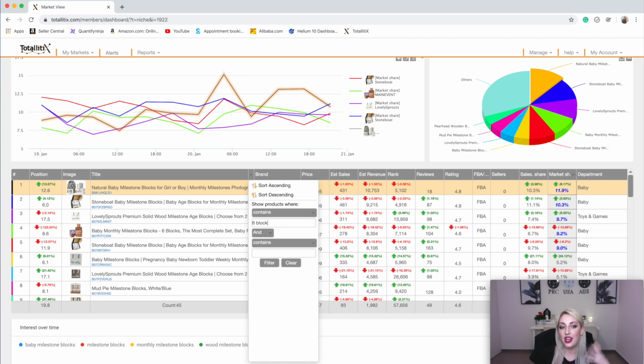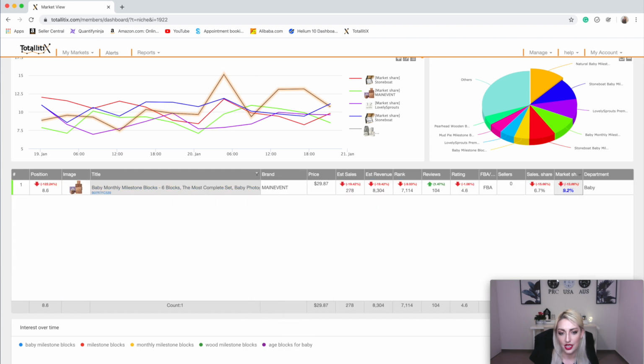So let's pretend that I am looking to sell 6 blocks. These are milestone blocks, and I want to sell 6 blocks. Everyone sells 3. I want to sell 6. I want to know who else out of the 45 competitors, it says here, that sell this product that Totallitix knows about from filtering. And as time goes by, that'll grow over the next week or so. Who else has 6 blocks? So I've written here 6 blocks, and I'm going to click enter, and look at that, there is only 1.